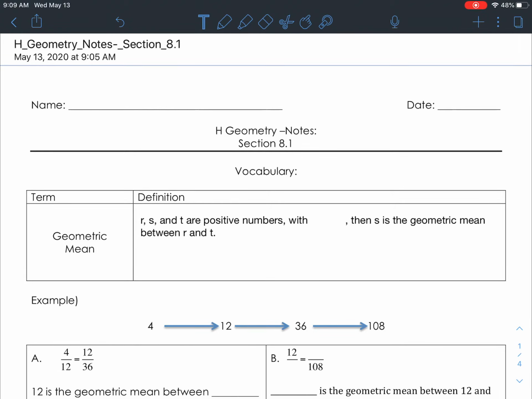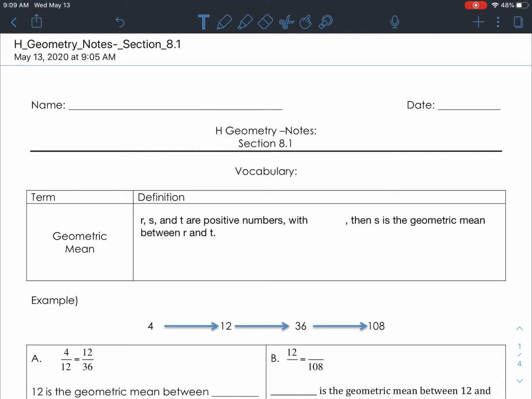Okay, so we are starting with chapter 8, and chapter 8 is going to be very quick. It's only 3 sections long, okay? But this first section is going to be kind of different than anything that you guys have seen before, okay? And there's a lot of formulas, okay?